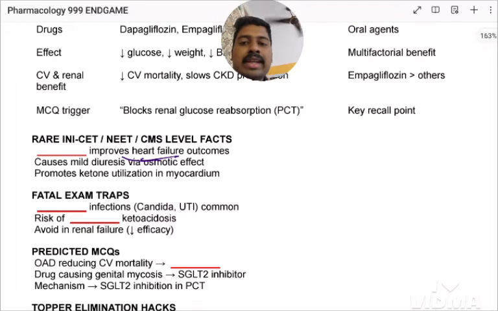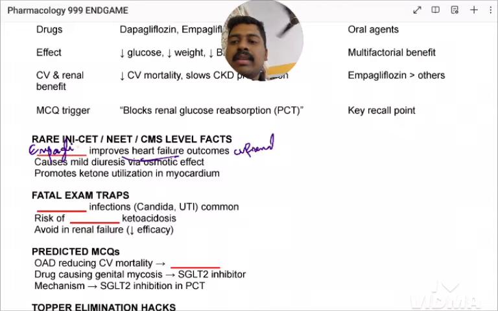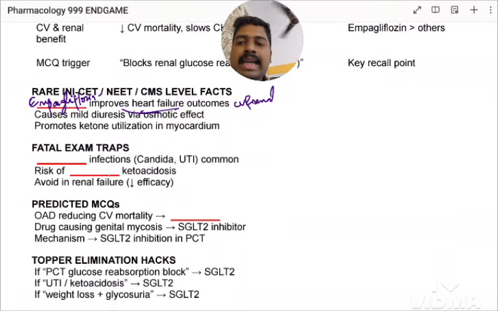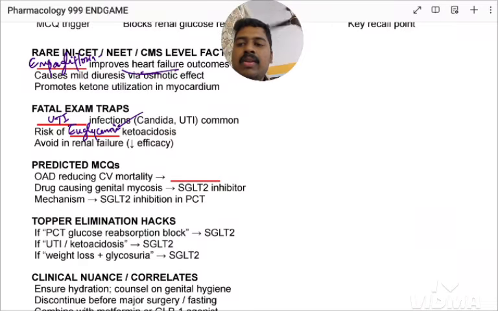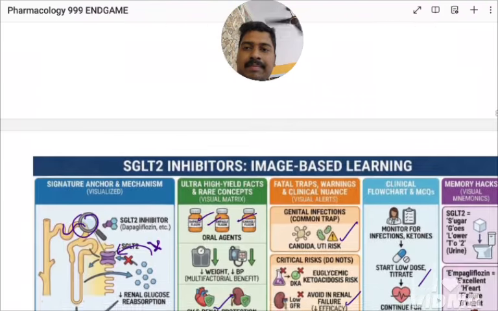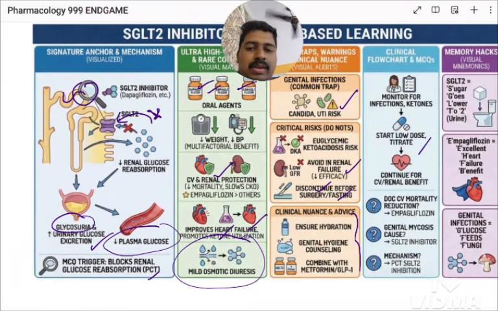It improves heart failure. I told you, cardiovascular and renal protection. Which drug? Yes, empagliflozin. Next, SGLT2 inhibitors will have UTI infections as a side effect. Risk of which ketoacidosis? Euglycemic ketoacidosis. The oral antidiabetic drug reducing cardiovascular mortality is empagliflozin. Okay, empagliflozin. Okay, so shall we move on to the next topic?